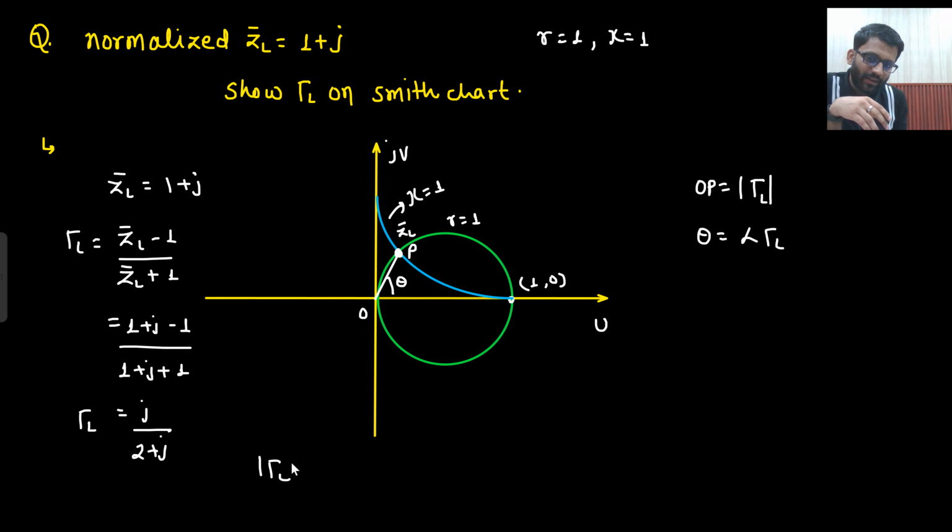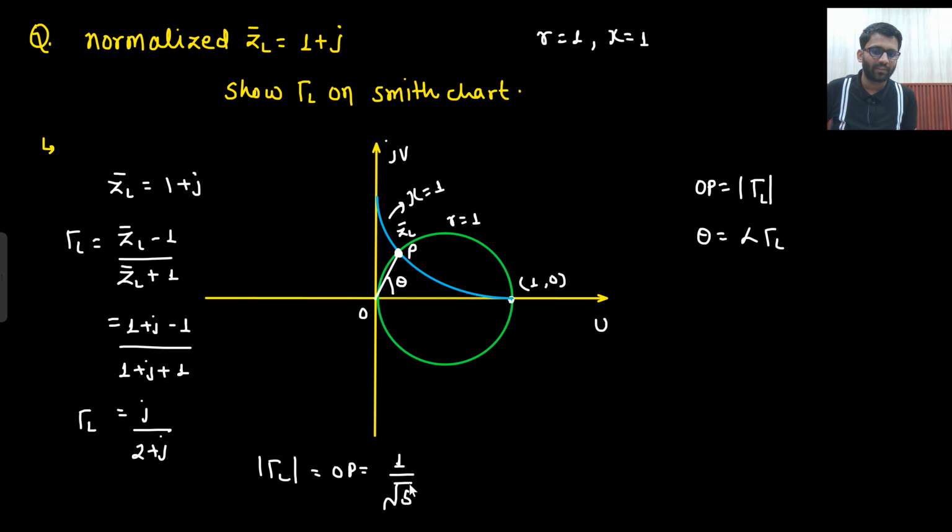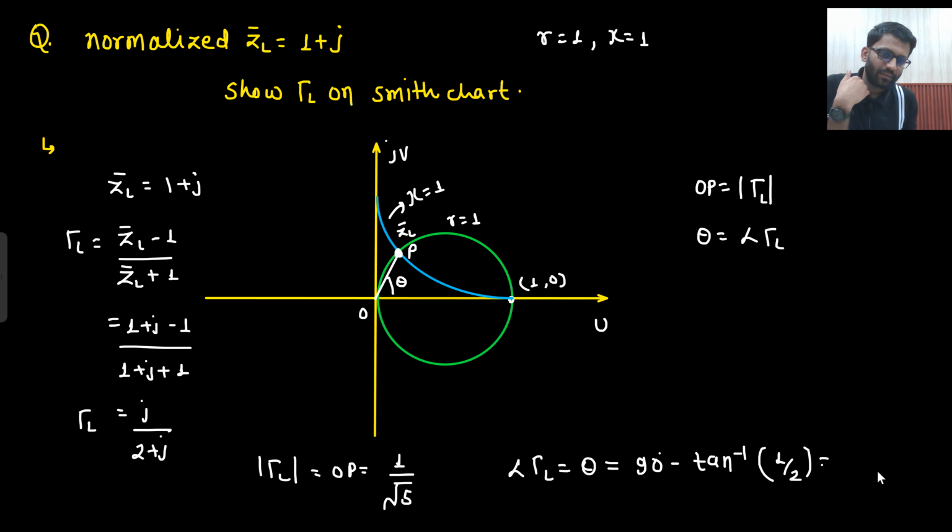So mode of gamma L, that is equals to OP, would be equals to 1 by under root 5. So if they are asking the length OP, that would be 1 by under root 5. Let's just say if this length was 1 centimeter, then this length would be 1 by under root 5. And if they are asking the angle, which is equals to theta only, that would be equals to 90 minus tan inverse 1 by 2. Are you able to understand what we are doing? Okay, this angle you can calculate whatever that you get.